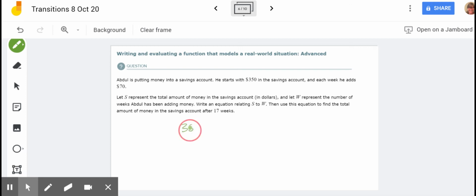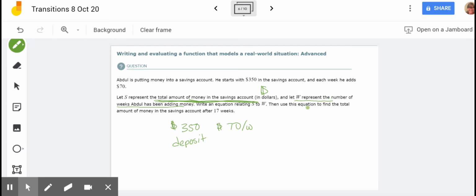So you start with 350. Okay, that's what he puts in the bank. So that's his initial deposit. He deposited 350, and every week he puts $70 per week. The nice thing about these is they always give you the variables, okay? Let S represent the total amount of money. So that's telling you what S is, the total amount of money in the savings account in dollars. We need to know that. And let W represent the number of weeks Abdul has been adding money. So W represents weeks, okay?